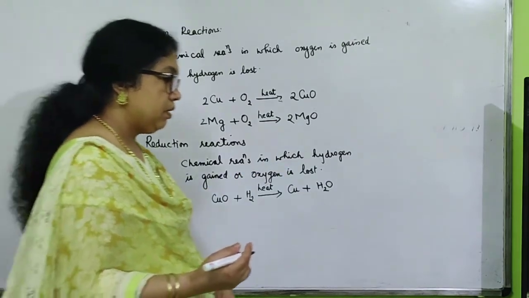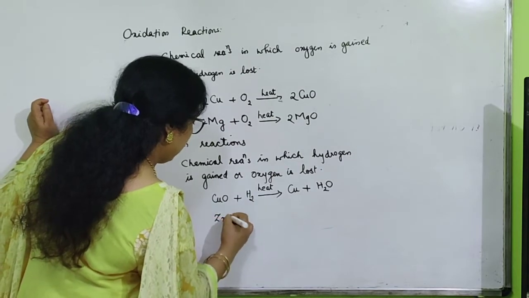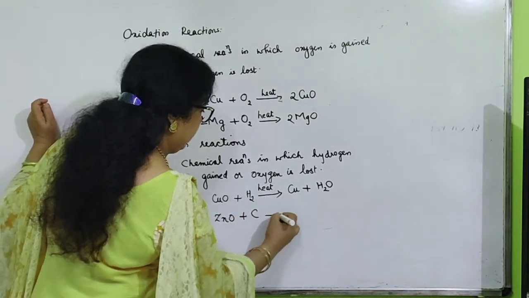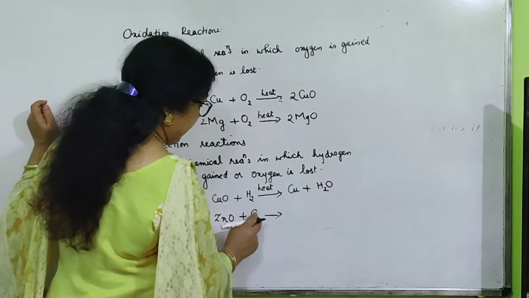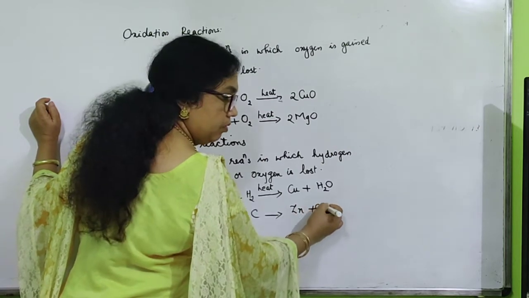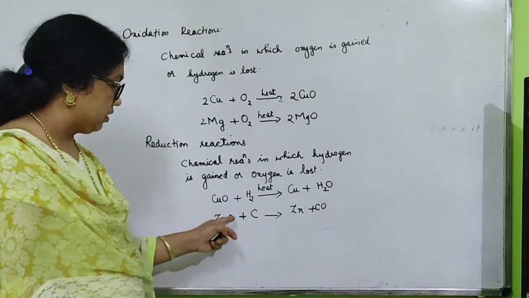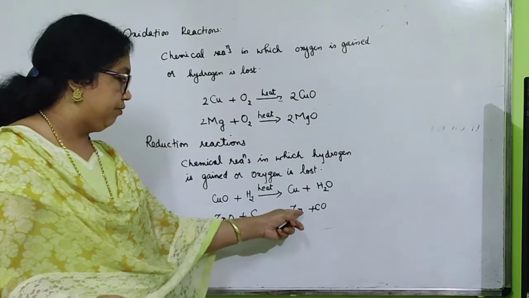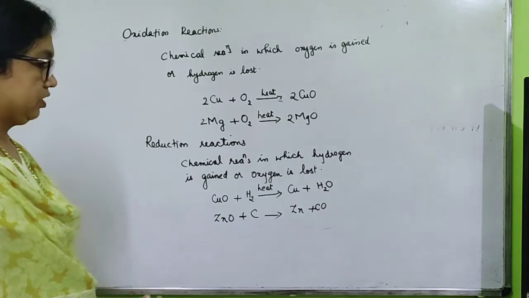Another example of this type is zinc oxide. Zinc oxide plus carbon. When zinc oxide reacts with carbon, it forms zinc plus carbon monoxide. Here also look, from zinc oxide, oxygen is lost and it forms zinc. So this is an example of reduction reaction.